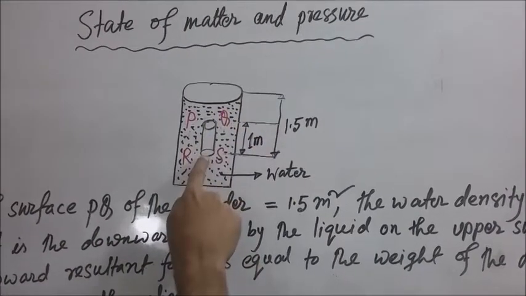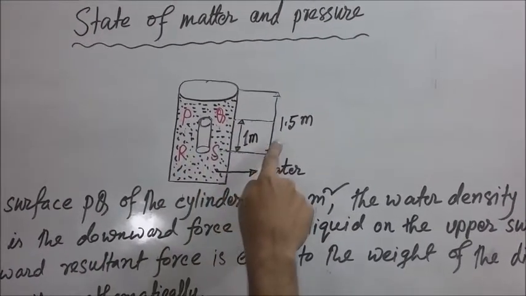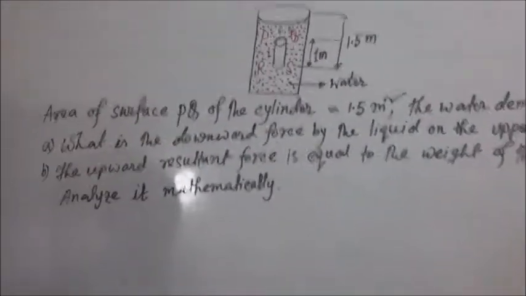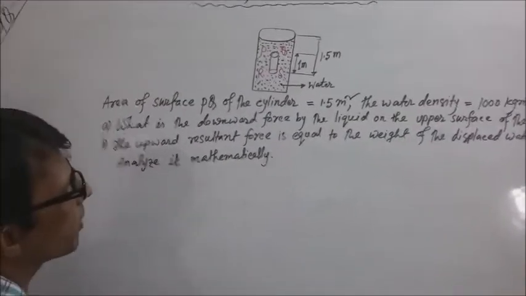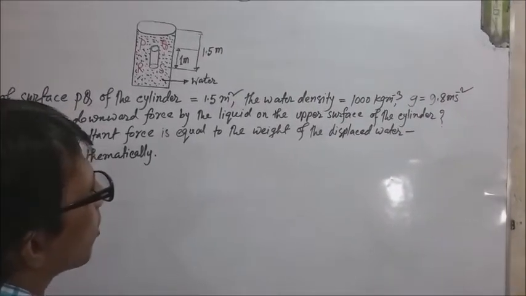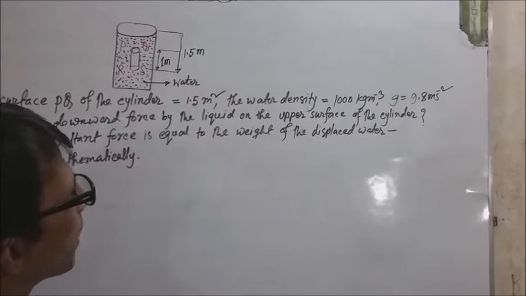Area of surface PQ of the cylinder is equal to 1.5 meter square. The water density is equal to 1000 kg per meter cube. G is equal to 9.8 meter per second square.